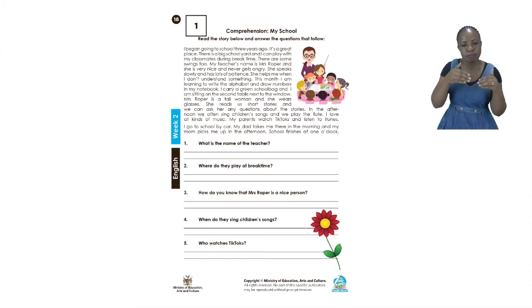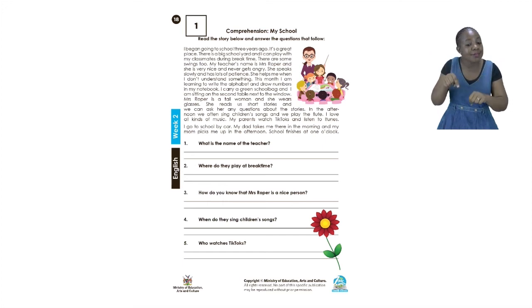I began going to school 3 years ago. It's a great place. There is a big schoolyard, and I can play with my classmates at break. There are some swings too. My teacher's name is Mrs. Roper, and she is very nice and never gets angry. She speaks slowly and has lots of patience. She helps me when I don't understand something.